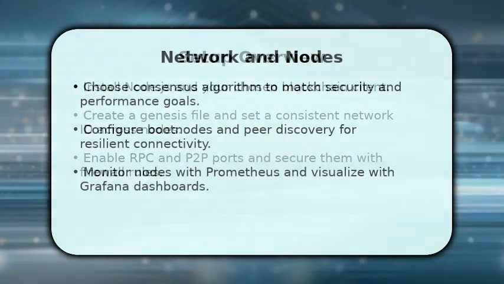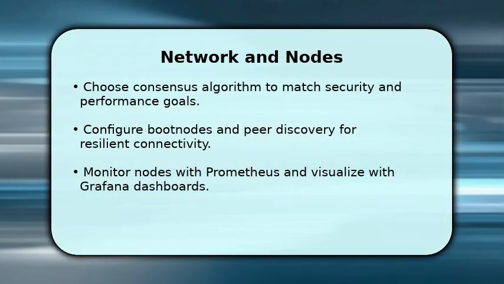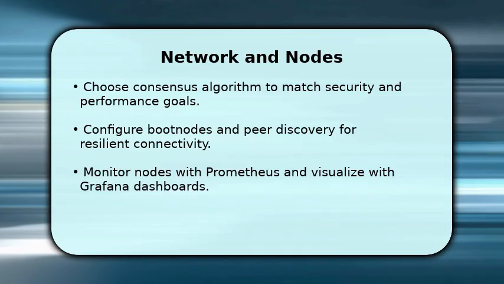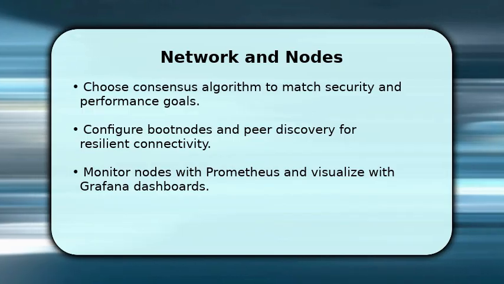Using systemd, configure peers and boot nodes to ensure reliable connectivity across your network. Choose between proof of work, proof of stake, or permissioned consensus and tune parameters accordingly. Set gas limits, block time, and pruning options to balance performance and storage. Secure nodes with firewalls, SSH keys, and rate limiting.